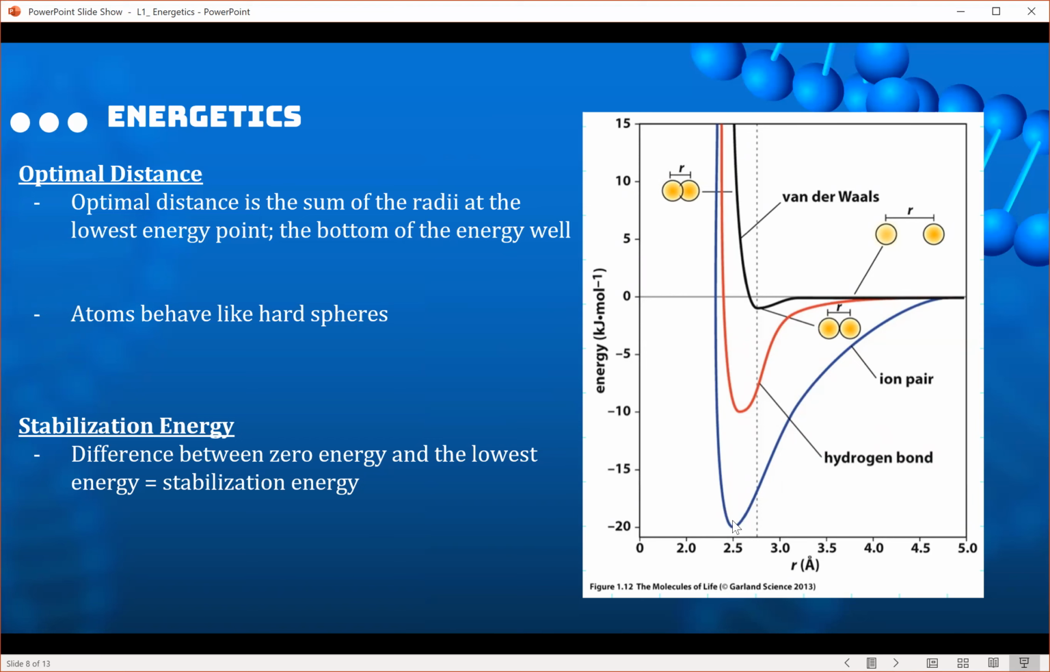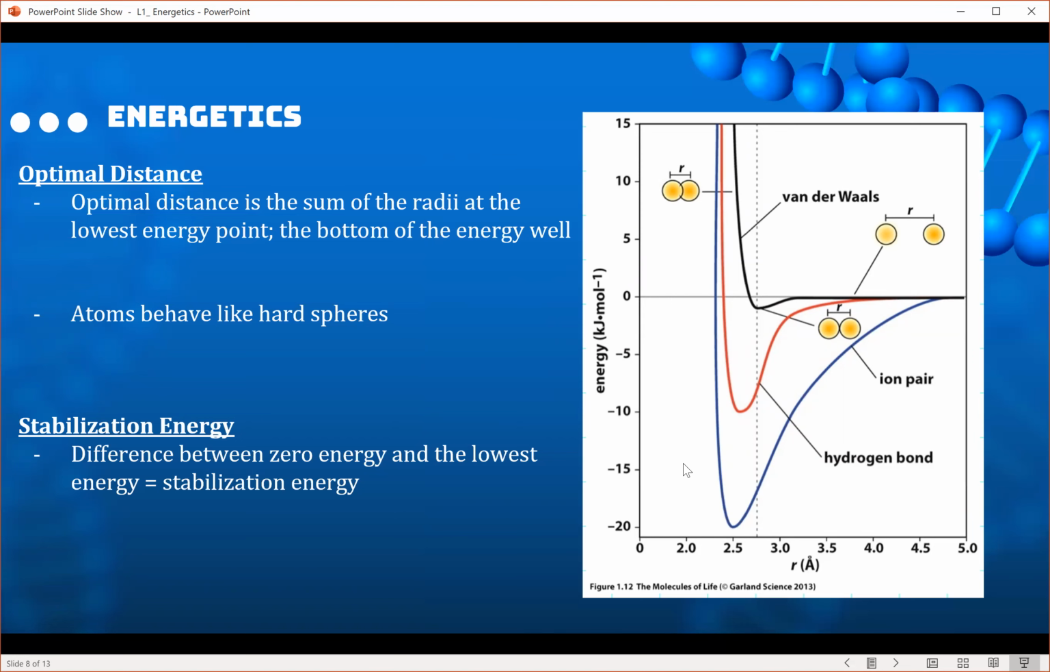And how I like to think about it is using a marble analogy. If you drop a marble on the left side, it will roll down to the bottom of the well because it's going from high energy to low energy. It wants to be in the stabilized portion. Similarly, if it's on the right side, it'll roll down because of attractive force. So all atoms, when they interact, want to be in the most stable, low energy state. So they'll try to achieve this optimal distance at the bottom. And we can calculate those in quantitative analysis. And the stabilization energy is the difference between zero and the lowest point.